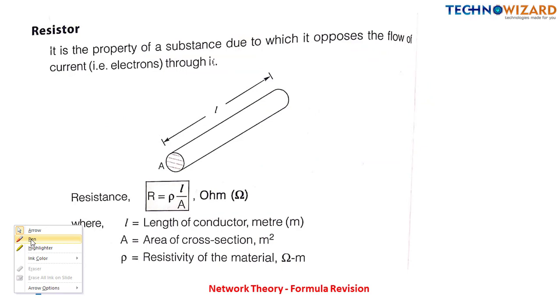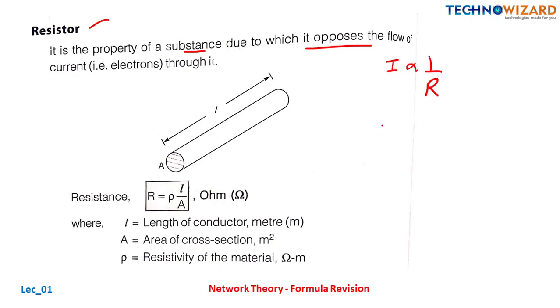First, we will talk about the resistor. Now resistor is that property of a system due to which it opposes the flow of current. So I can write current is inversely proportional to resistance. That means if resistance is increasing, then current will automatically decrease. If resistance is decreased, the current will automatically increase. Okay, so please remember, resistance acts as an opposition for the flow of current, or you can say the electrons through it.